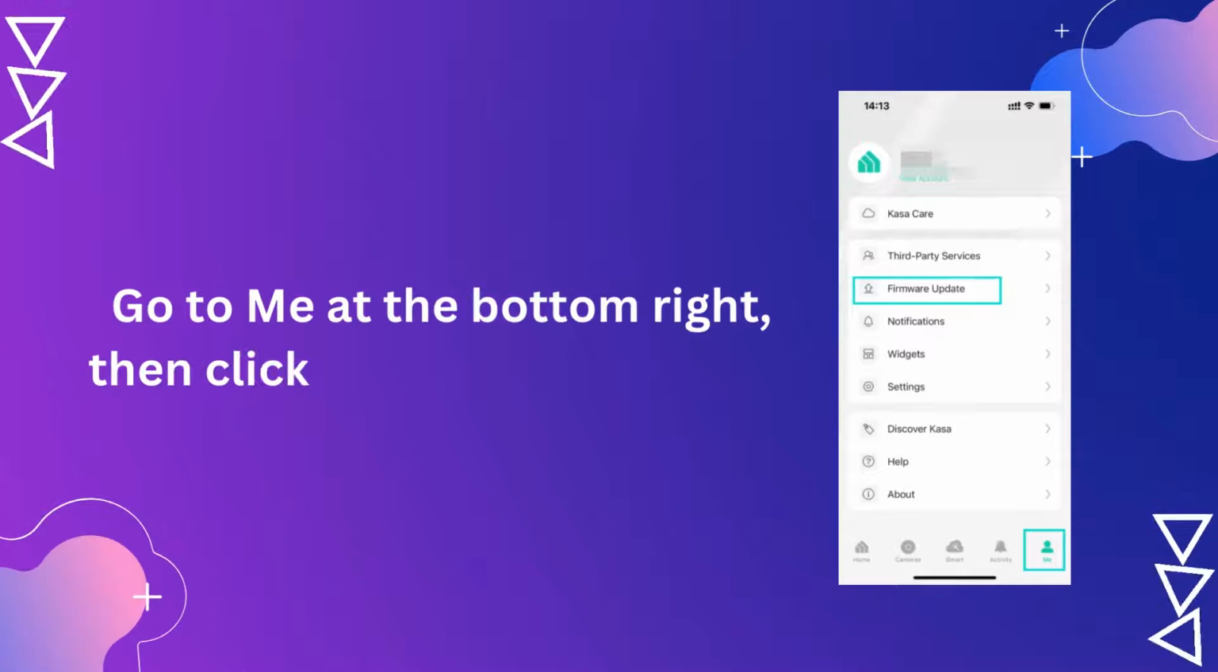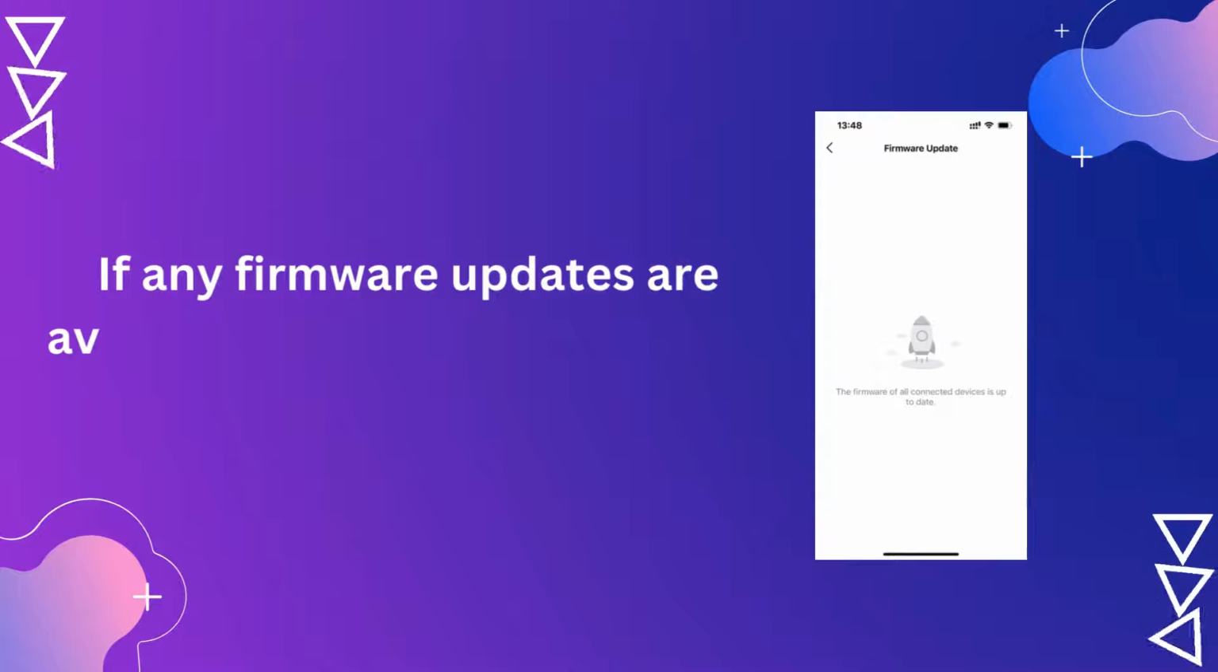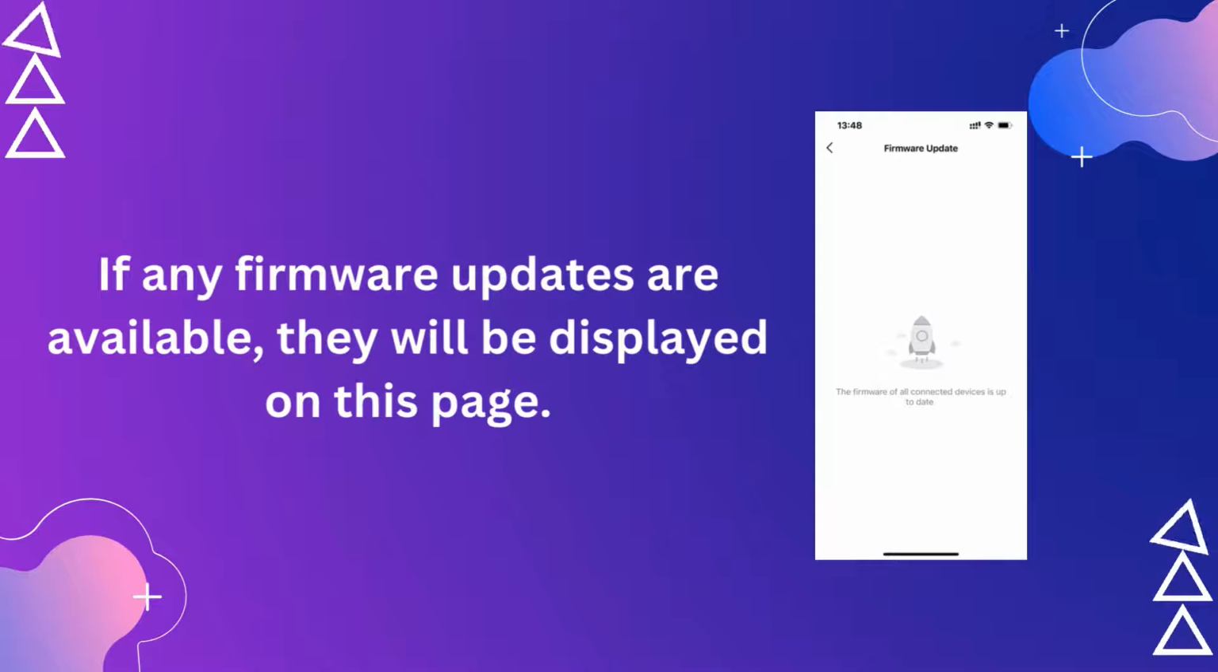Go to Me at the bottom right, then click on Firmware Update. If any firmware updates are available, they will be displayed on this page.